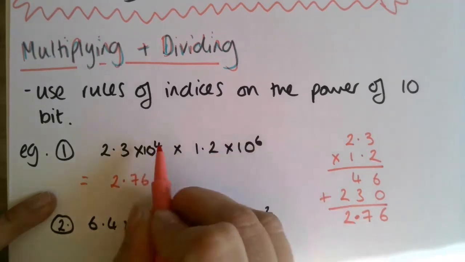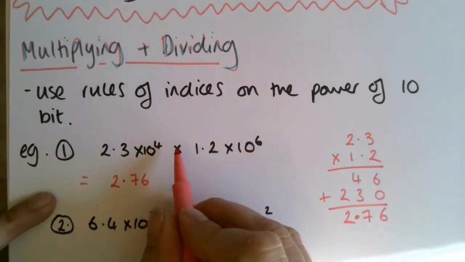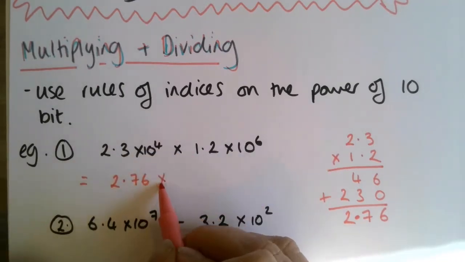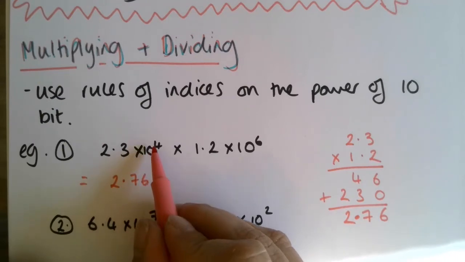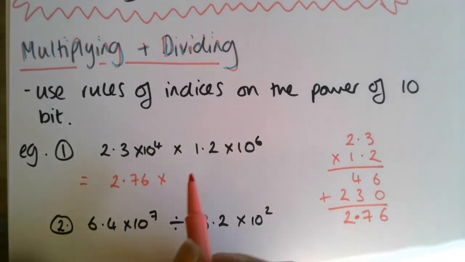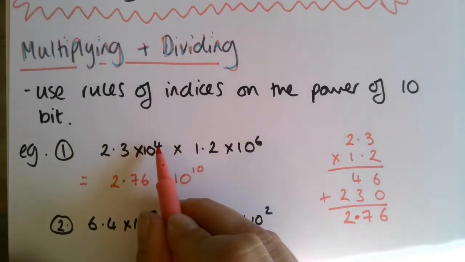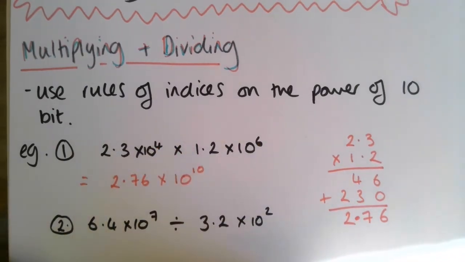Then for the power bit, whenever you're multiplying with indices, if you remember, it means you add the powers together. So times 10 to the 4 multiplied by times 10 to the 6 is going to be times 10 to the 10. And I've just got that 10 from adding those two powers together.